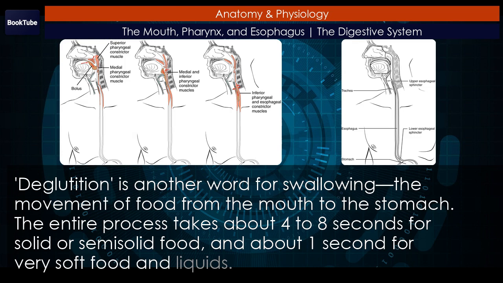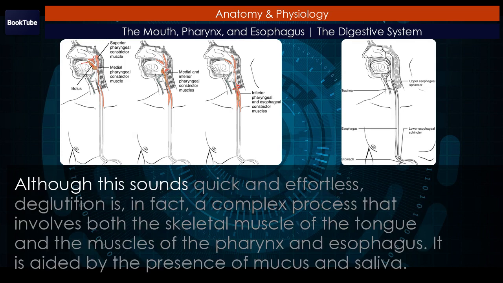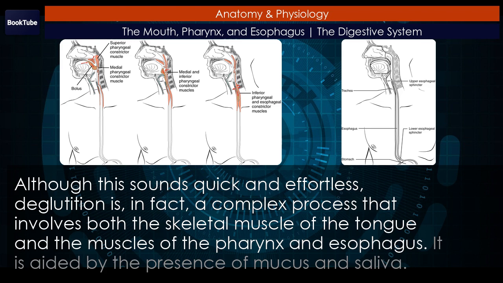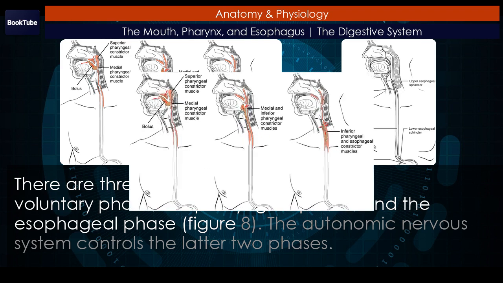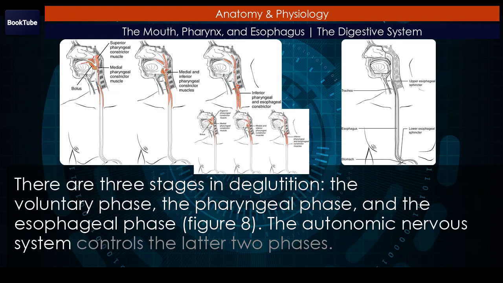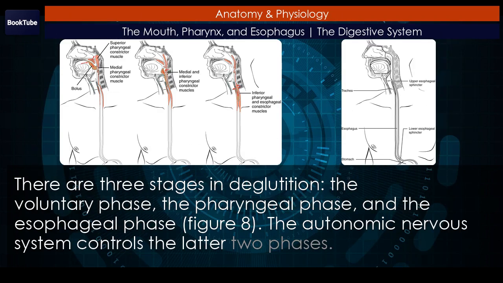Although this sounds quick and effortless, deglutition is, in fact, a complex process that involves both the skeletal muscle of the tongue and the muscles of the pharynx and esophagus. It is aided by the presence of mucus and saliva. There are 3 stages in deglutition: the voluntary phase, the pharyngeal phase, and the esophageal phase. Figure 8. The autonomic nervous system controls the latter 2 phases.